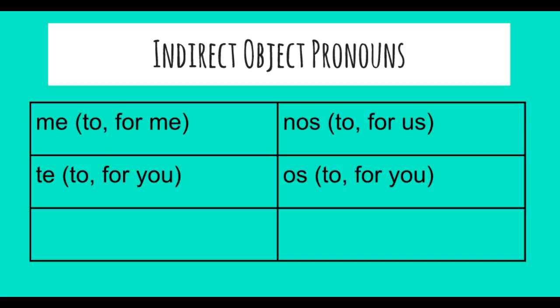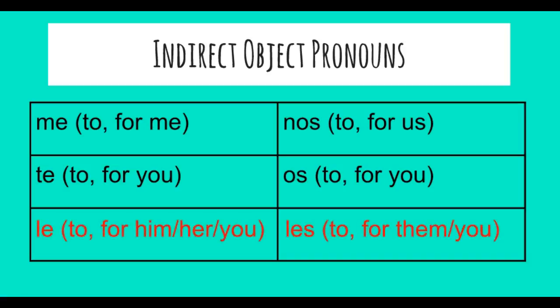So then when you get to your third person singular and plural forms, you don't have to differentiate whether they're male or female any longer. You use le if it's singular or les if it's plural. So le can mean that something is being done to or for him, her, or you if the you is usted. Les means that it's being done to or for them or you if you is ustedes.